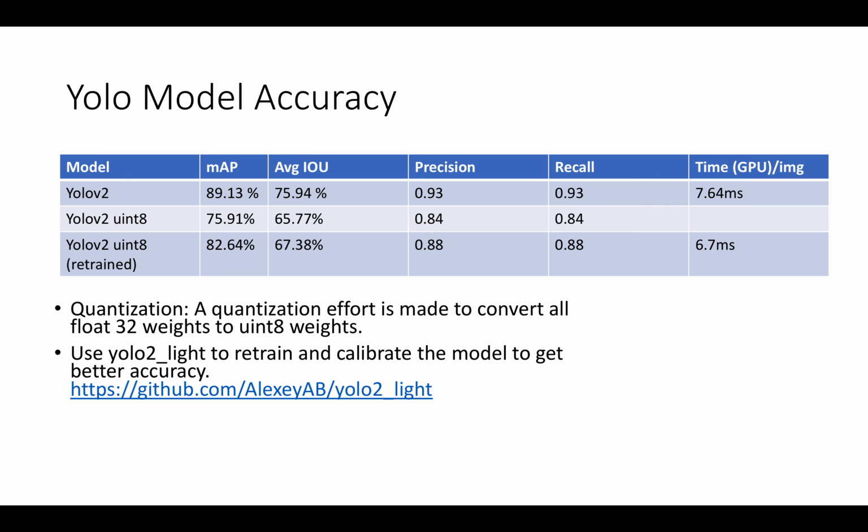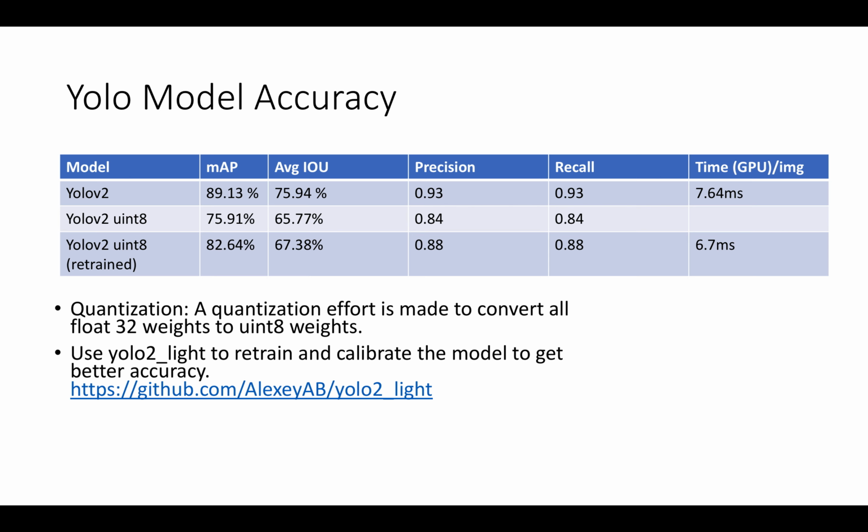And we apply a quantization method to convert all the float 32 weights from the YOLO network to uint 8 weights. However, the accuracy drops pretty significantly. It becomes 75.91% mAP, the average IOU drops to 65.77%, and the precision drops to 0.84.